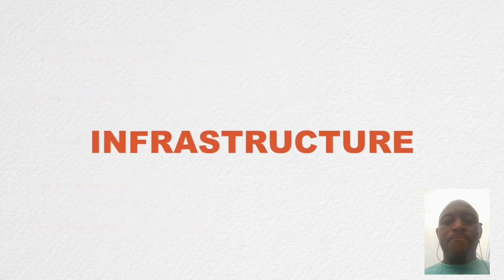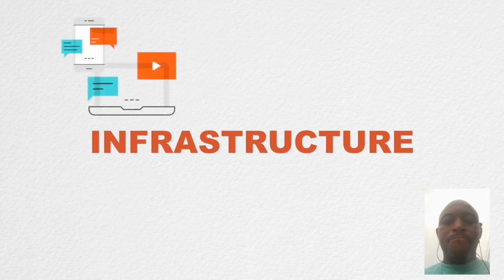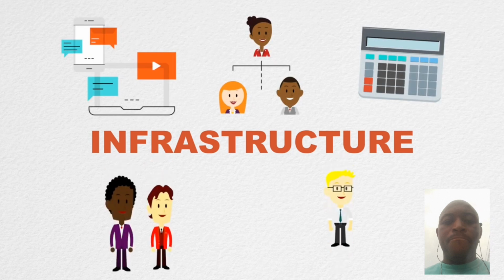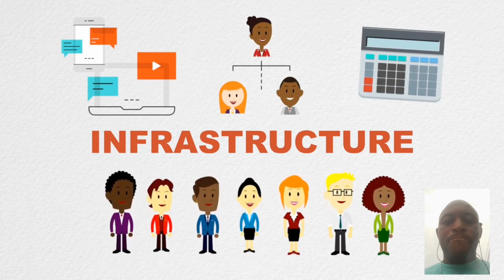Next, let's look at infrastructure. What kind of technology infrastructure do you have? How do you manage human resources? Accounting? What does your board of directors look like? How are you structured to do the work you currently do and the work you aspire to do?